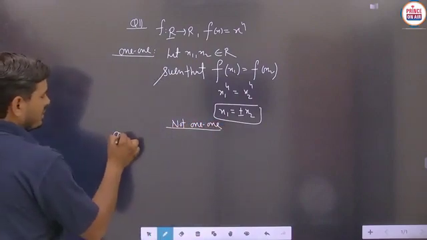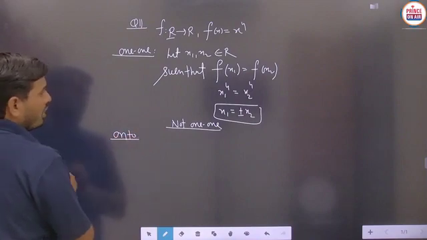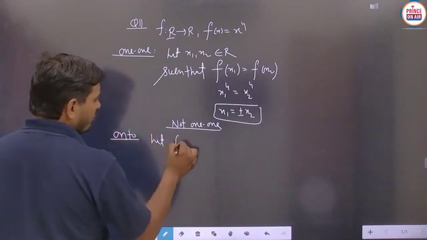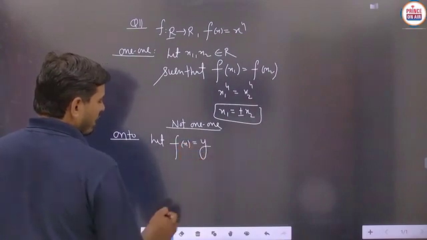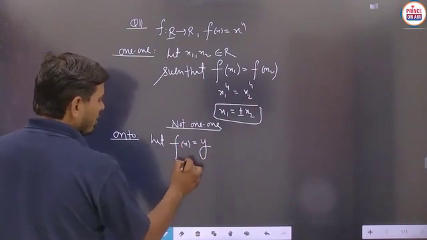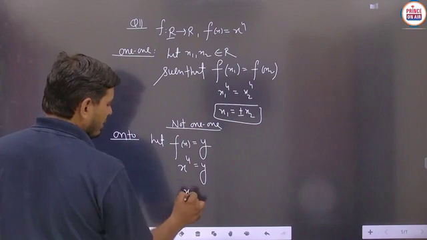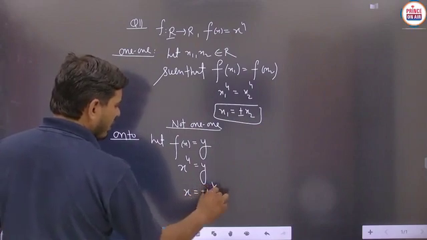Now the second case, we have to check for onto. For the onto case, let f(x) equals y. f(x) equals y means x raised to power 4 equals y, then x is what? y raised to power 1 by 4.